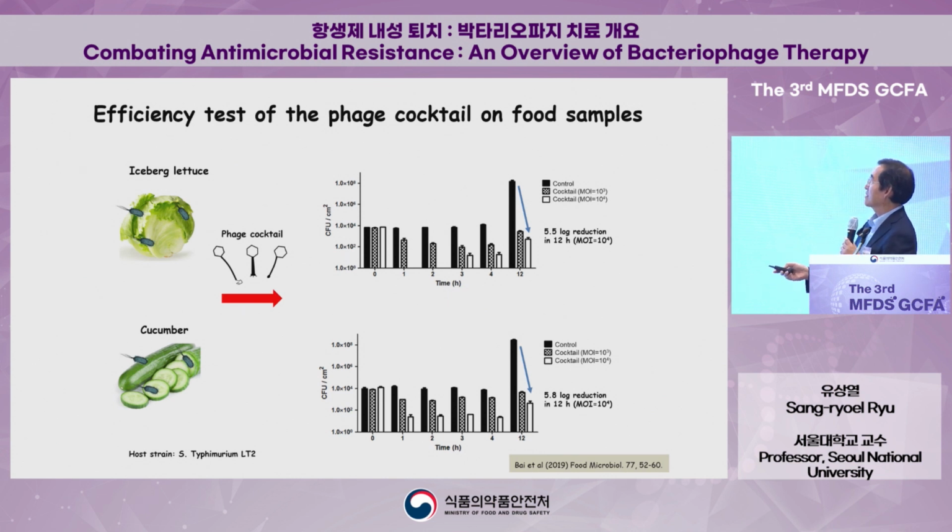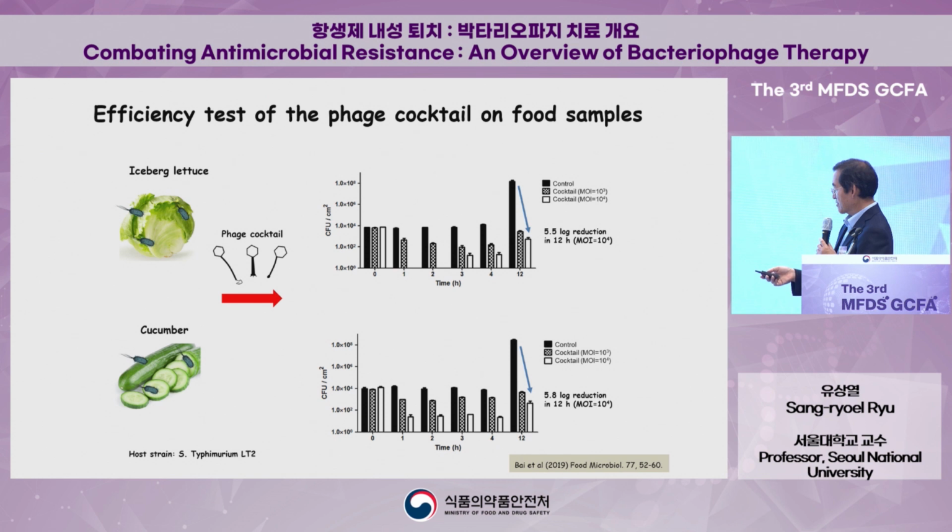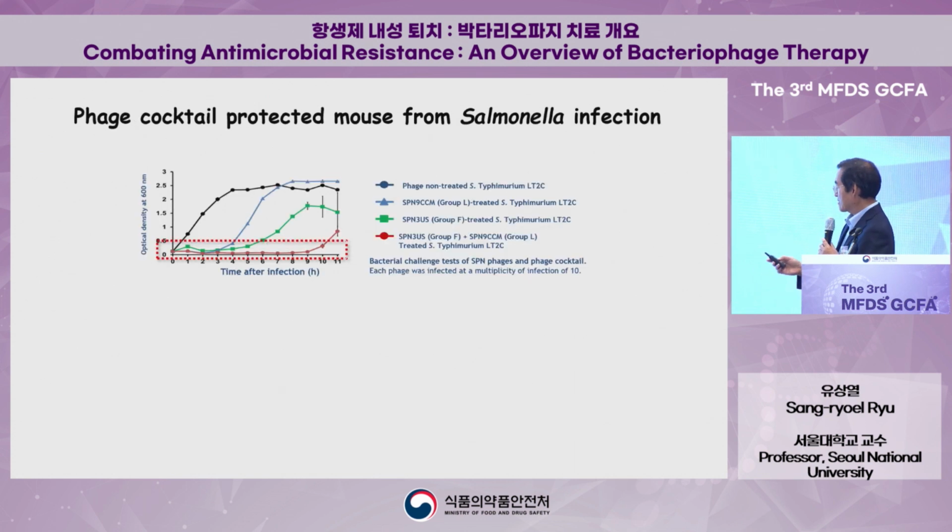And also we took iceberg lettuce and cucumber and did actual experiments. And you can see that there is a reduction effect of more than 5 logs. And we isolated 2 other phages and we mixed them together.